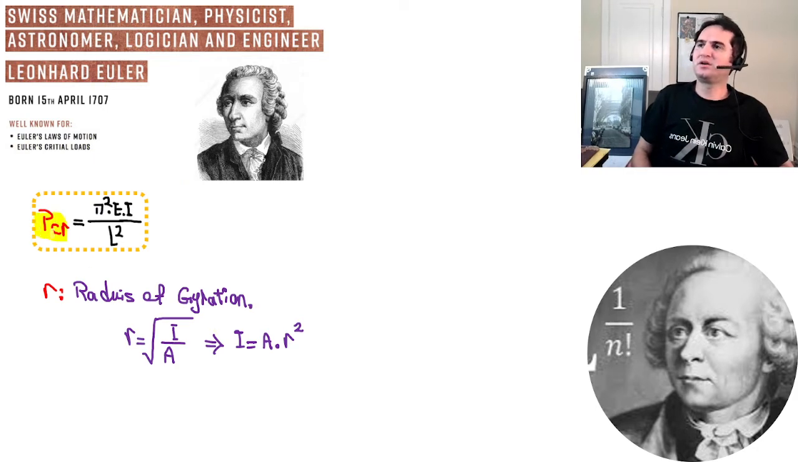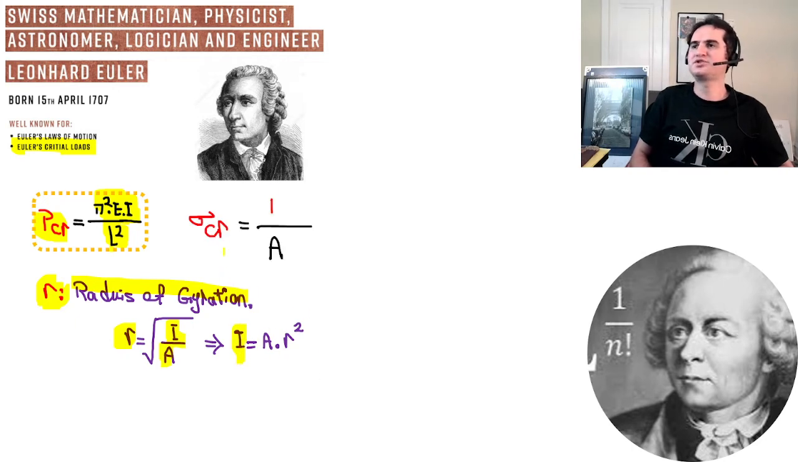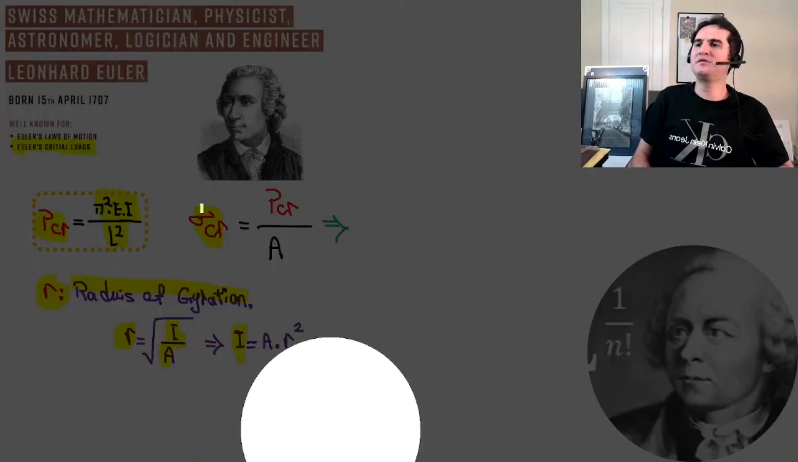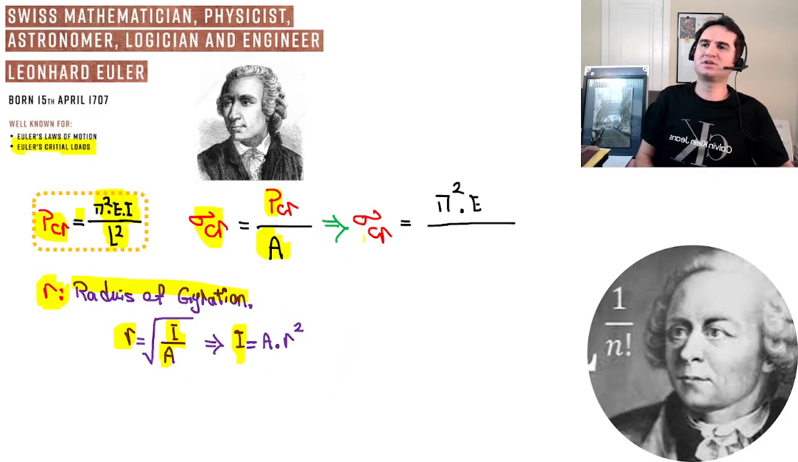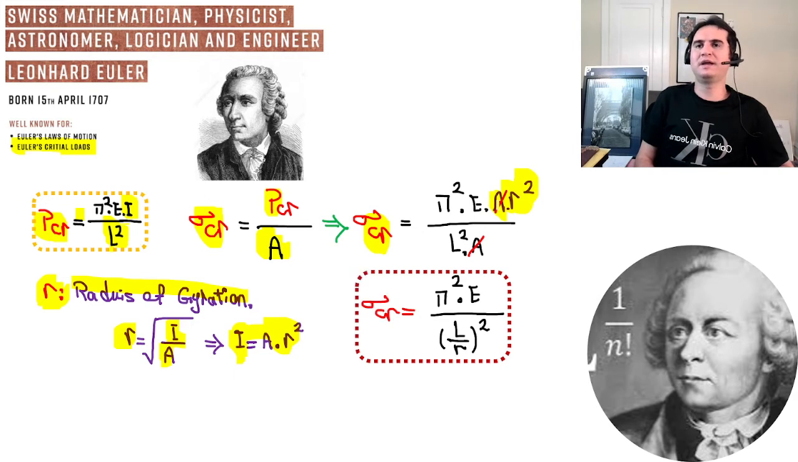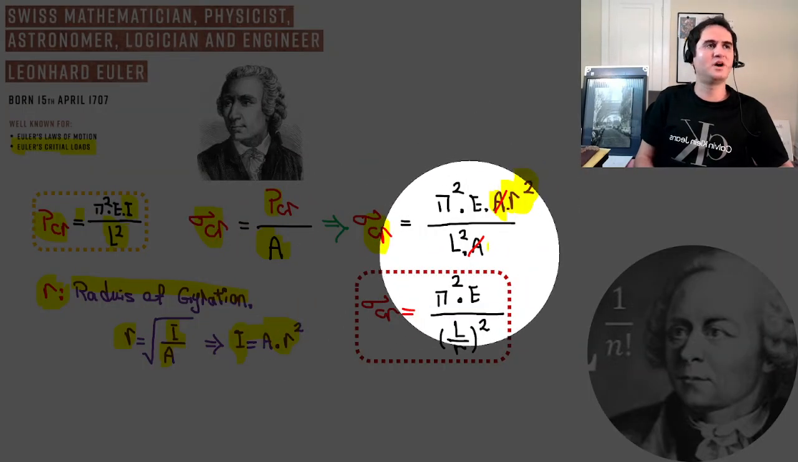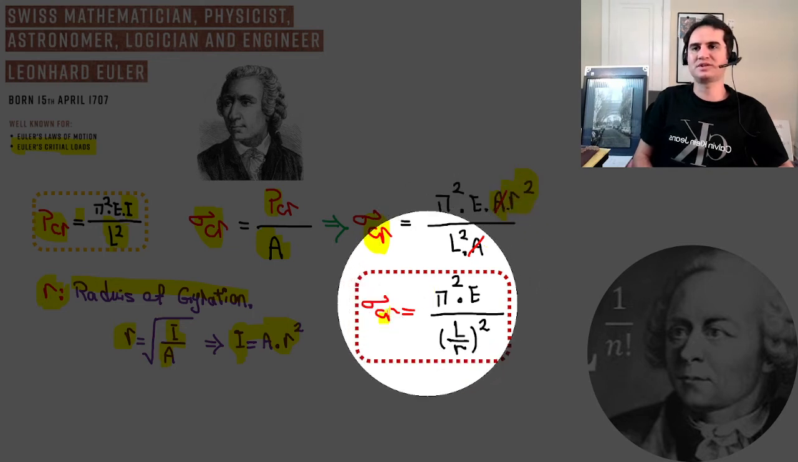Likewise, we know P critical from the previous part, that is pi squared times EI over L squared, and we know r is the radius of gyration, which comes from the equation r equals the square root of moment of inertia over the area, so I is A times r squared. Sigma, which is stress, is force over area. If we replace I in this equation, we can easily cancel out the A in the numerator with the other A in the denominator and reach this equation for sigma critical.